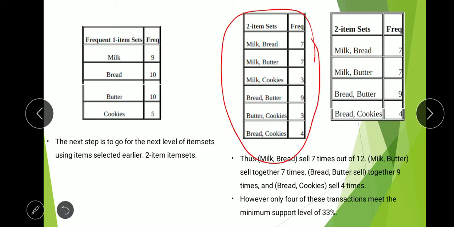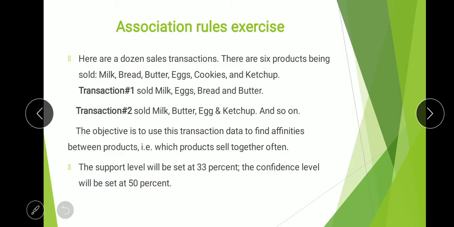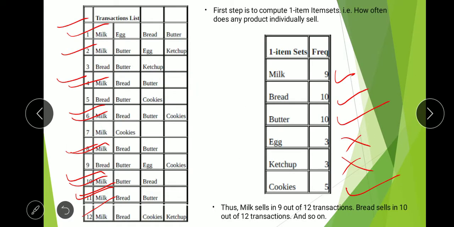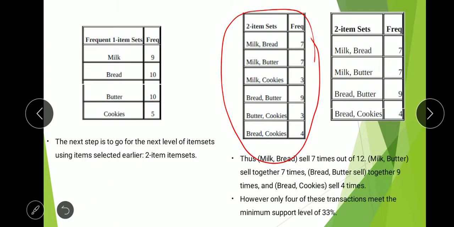Again we need to eliminate the entries which do not satisfy the support level. Let us see who is not satisfying the support level. Milk and bread, yes, 3.96, right, because the support level is given as 33%, if you all remember. So 33% of 12. We need to take the total number of transactions. 33% of 12 is 3.96 something.